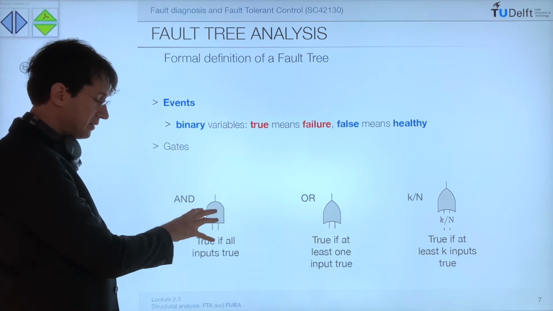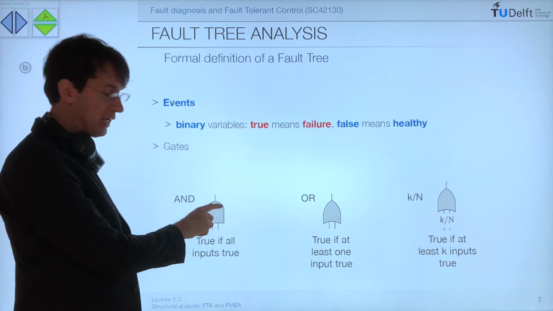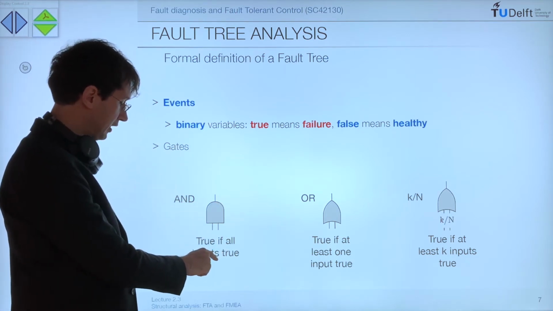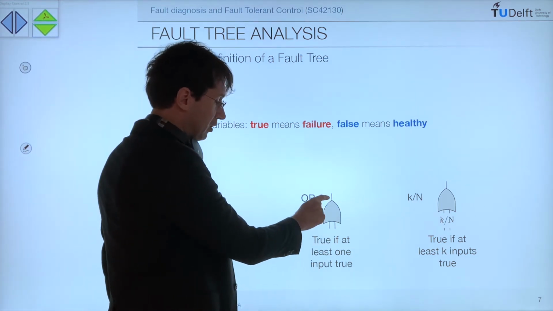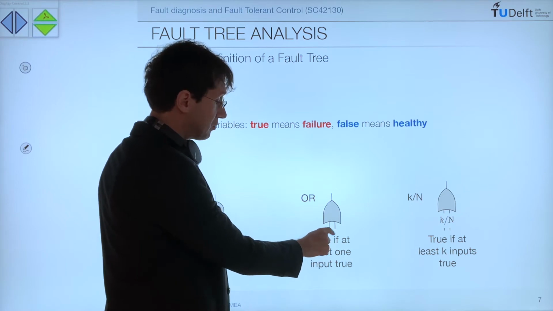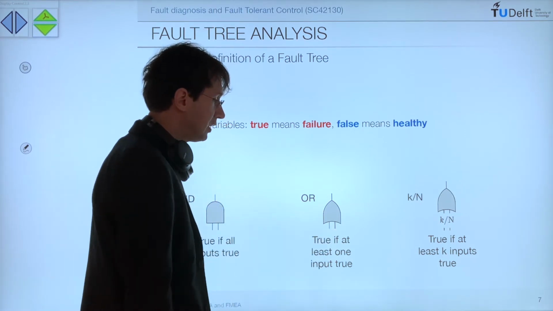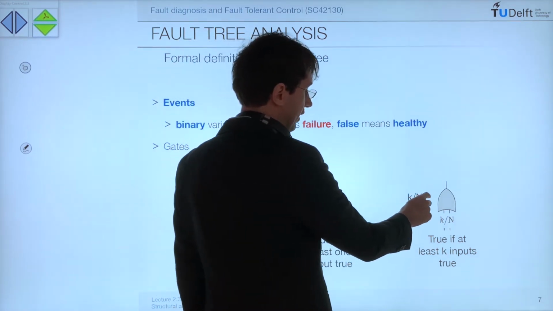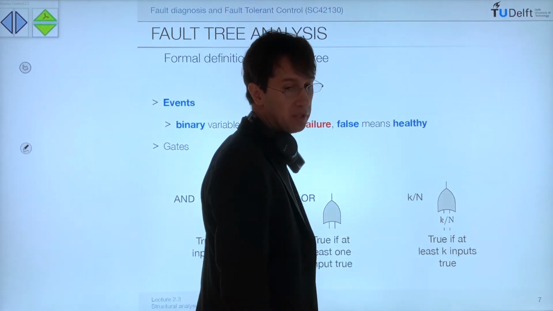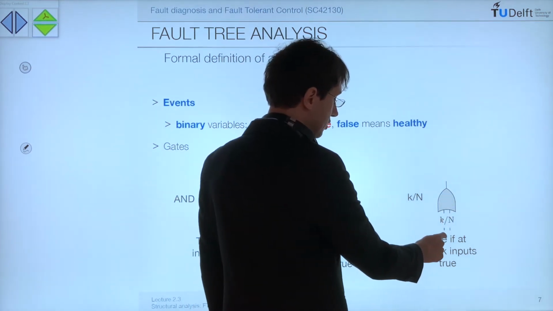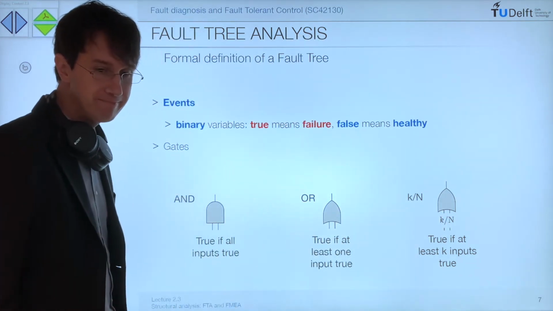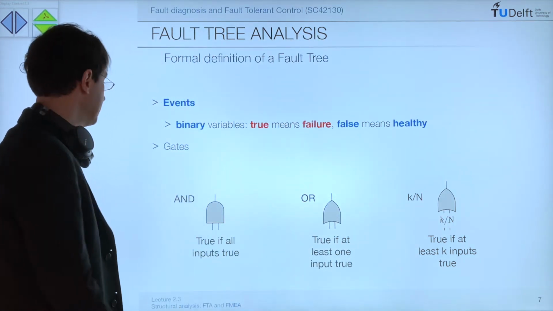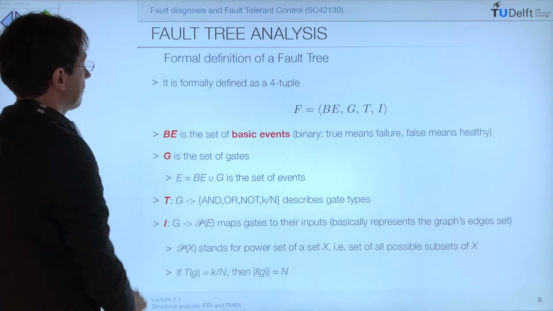So we have an AND, where the output of AND is true if all the inputs are true. We have an OR, where the output is true if at least one input is true. And then we have the K over N, or majority voting. So this is true if at least K inputs are true. So these are the basic components of the fault tree.